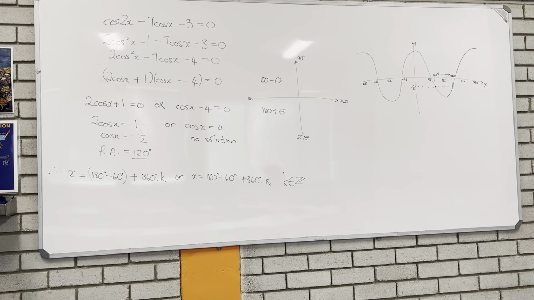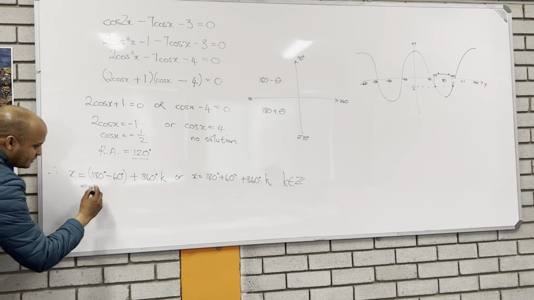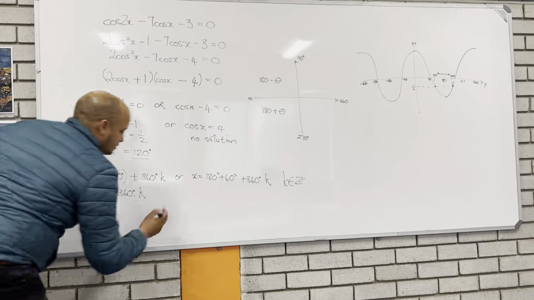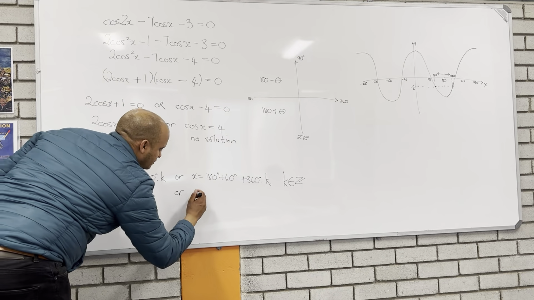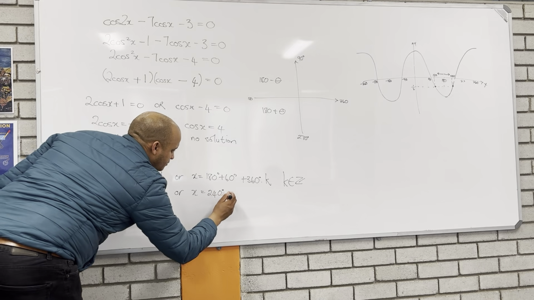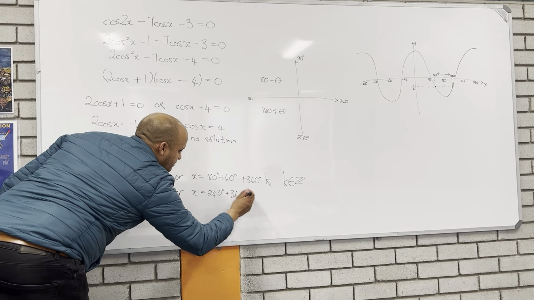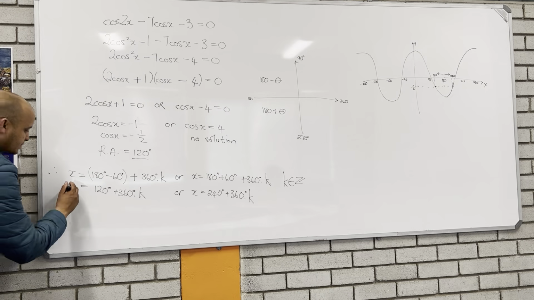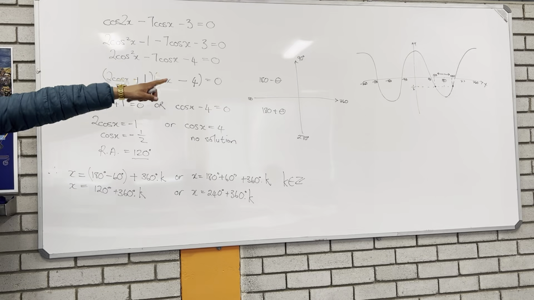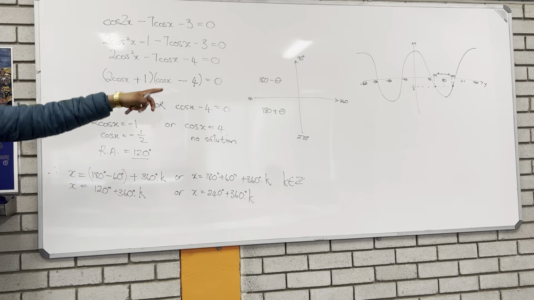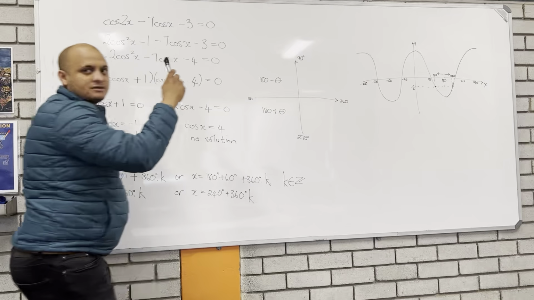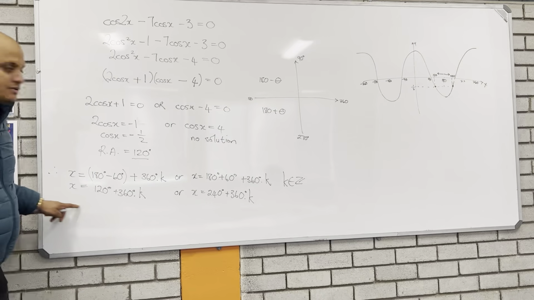Oh, do you guys want me to finish this? Okay, I'll just quickly, that will be 120 plus 360k, and 240 plus 360k. Remember they're asking for general solutions, meaning this will be the end of your calculation, because if I take 120 in the second quadrant and I add 360, I will end up there again. And I add 360, I'll end up there again. So you're going to go around the whole time, your graph will always be negative. The same thing with the third quadrant. So that's what your general solution means.